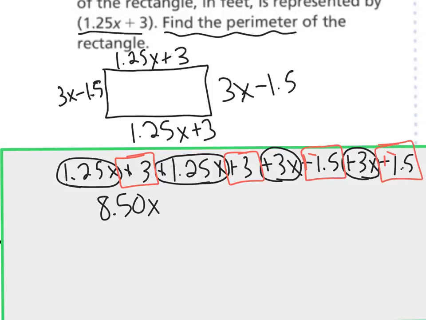Again, if we want to start with the easier stuff, 3 plus 3 is 6. And then negative 1 and 5/10, negative 1 and 5/10. Think about $1.50 and $1.50 would be $3, so that'd be negative 3. 6 plus negative 3 would be 3. So this would be our perimeter. Again, the 0 is optional. You could put 8 and 5/10 x plus 3 and that would be fine also.